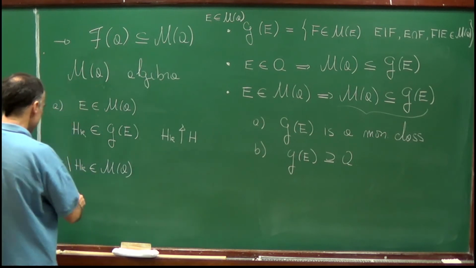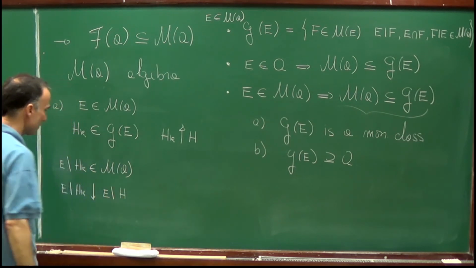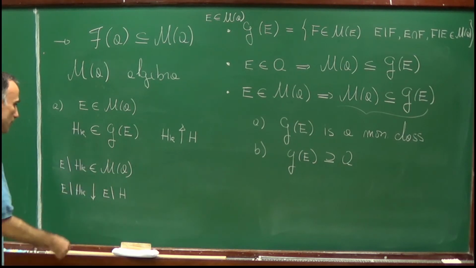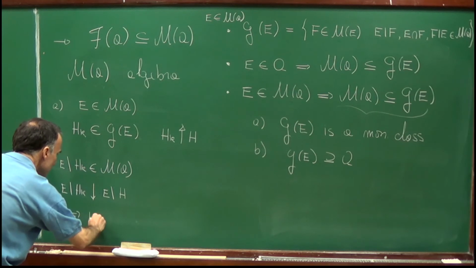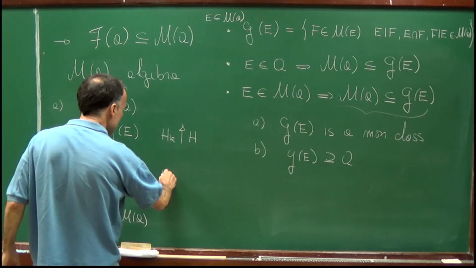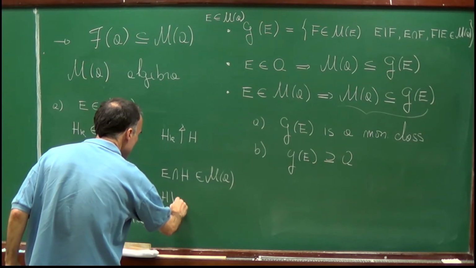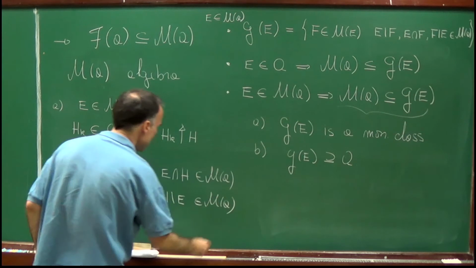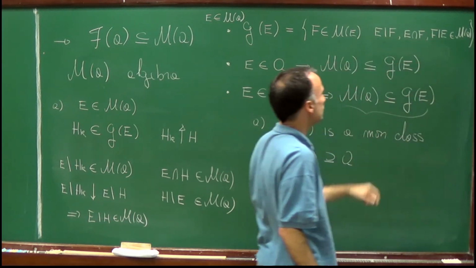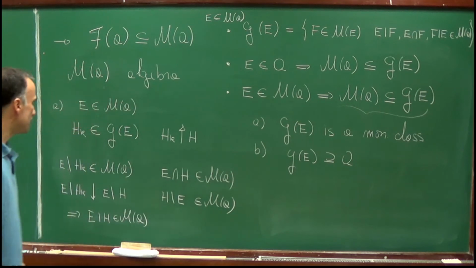is an element of the monotone class. H_k is increasing to H, therefore E minus H_k is decreasing to E minus H. Since we have a sequence of sets in the monotone class which is decreasing to a set, by the property of the monotone class, we know that E minus H belongs to M of A. In a similar way, we can show that E intersection H belongs to the monotone class, as well as H minus E. This means that we proved that E minus H, E intersection H, and H minus E are all in the monotone class.